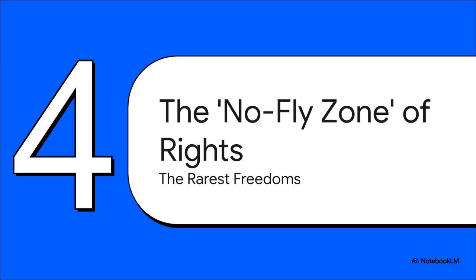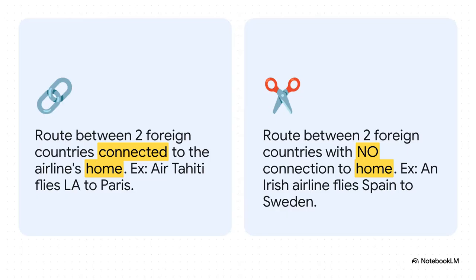Okay, we've covered the common freedoms. Now let's go deep into the territory of the rarest and most protected rights in all of aviation, the ones that countries almost never, ever grant. Let's put the fifth and seventh freedoms side by side, because the difference is subtle, but it's huge.